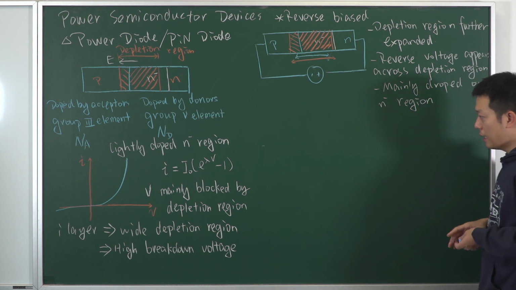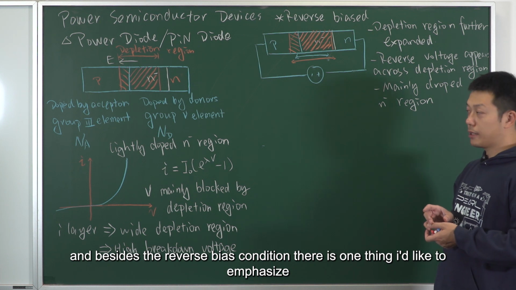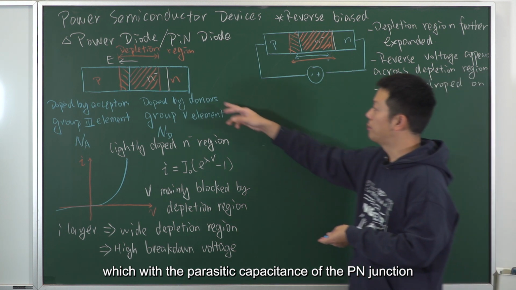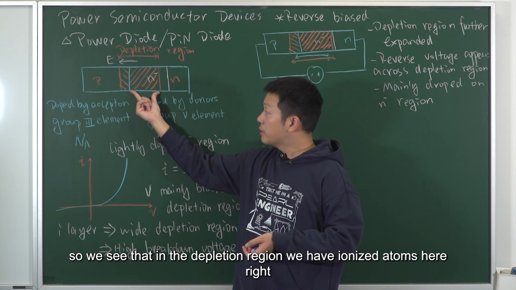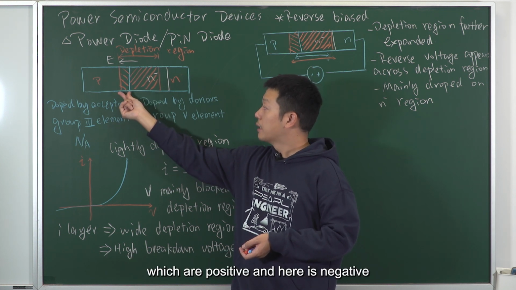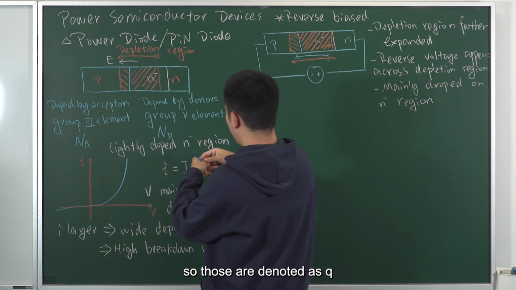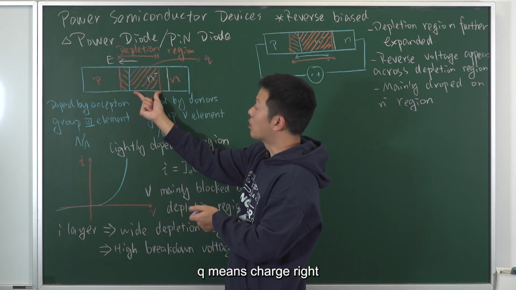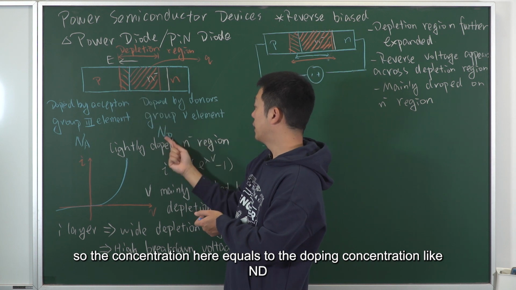Okay. And besides the reverse biased condition, there is one thing I would like to emphasize, which is the parasitic capacitance of the PN junction. So we see that in the depletion region, we have ionized atoms here, right, which are positive, and here is negative, right? So those are denoted as Q. Q means charge, right? So the concentration here equals the doping concentration, like ND.